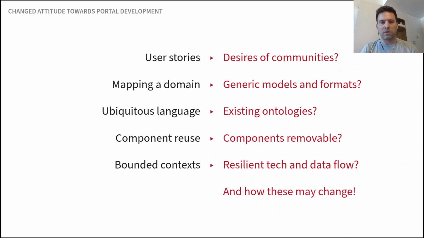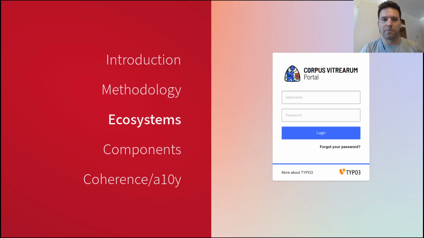In terms of how we model our data, how we write our software, that approach also shifts us more towards looking at resilient technology, as in battle-proven, and looking at how data can easily flow from one place to another where it's needed, and still be open to how these things may change over a long span of time. So what I'm going to show you is more or less the result of this analysis.